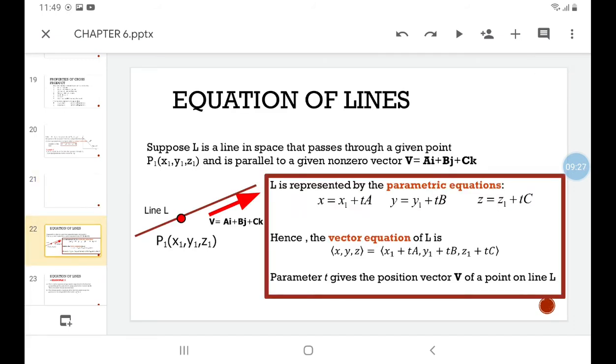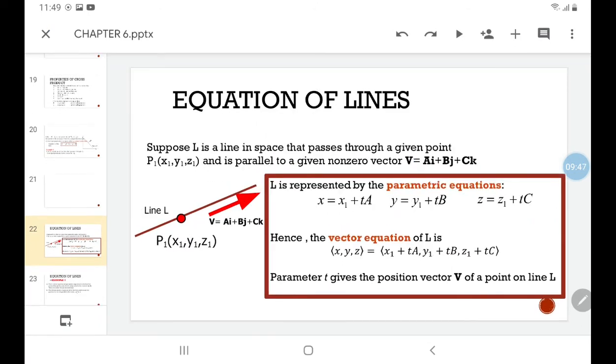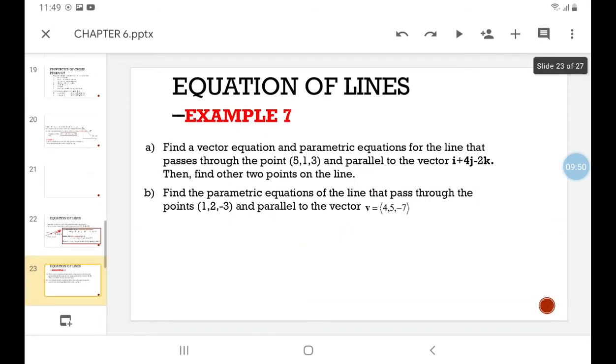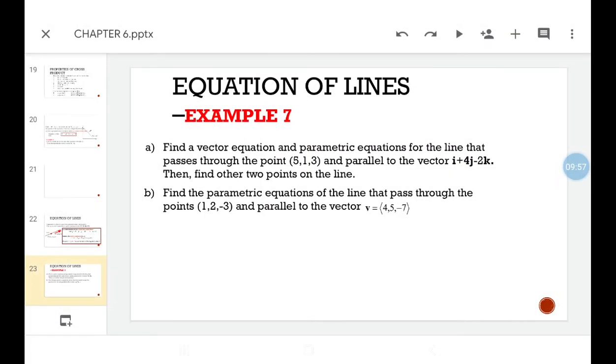Okay, equation of the line, where L1 is represented by this parametric equation. And the parameter t gives the position vector v of a point on line L. So now I think the best thing for us right now is to do the example so it will become clearer for me and for you, right?